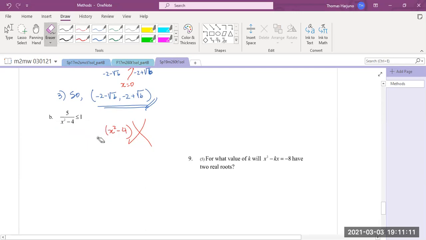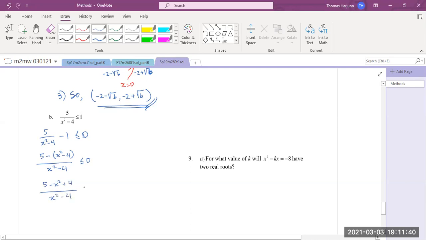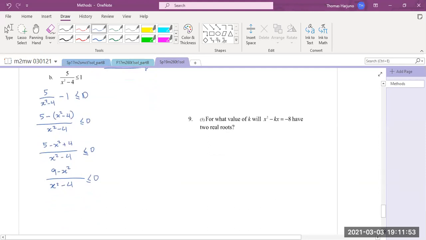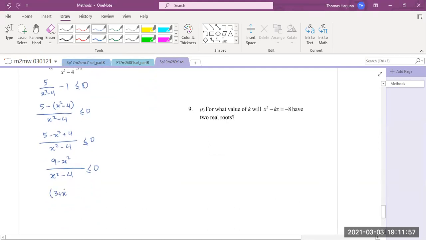Okay. The purpose is we need to set one side equals to 0. So what I will do is I will subtract by 1 and simplify. So I get 5 minus x squared plus 4 over x squared minus 4. That is 9 minus x squared over x squared minus 4 less than or equal to 0. You know what? Let me use this space and factor them. So 3 plus x, 3 minus x, over x plus 2, x minus 2, less than or equal to 0. And then I continue here.